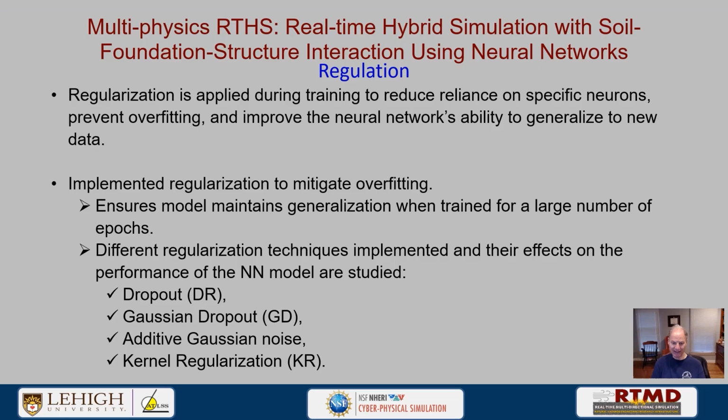Now, we used different regularization techniques. I'm not going to go into them, but they were implemented and their effects on the performance of the neural network model were studied. And it's in that paper that was referenced. I'm not going to go through that. I'm just going to illustrate the results in the general sense. So we have dropout, Gaussian dropout, additive Gaussian noise, and kernel regularization. These are just some techniques that you'll find in the literature.